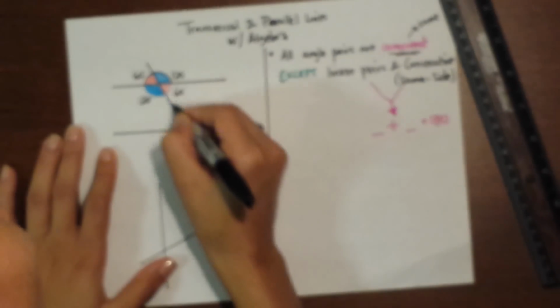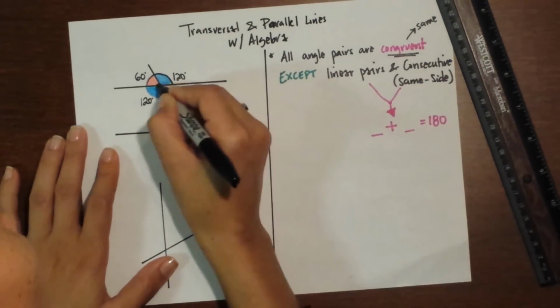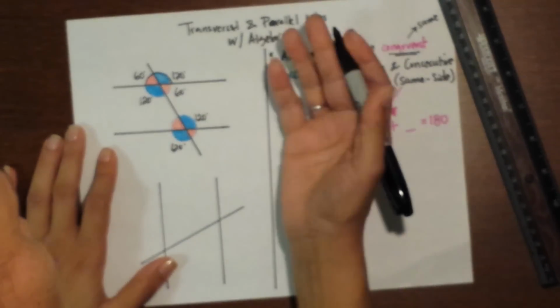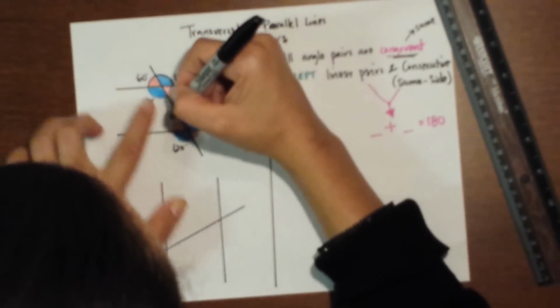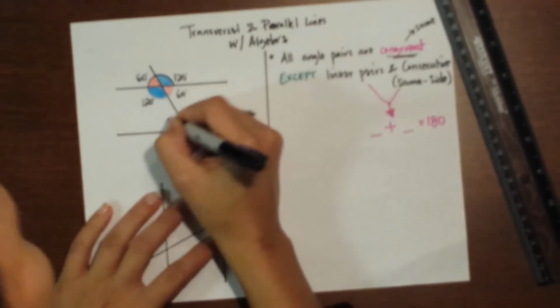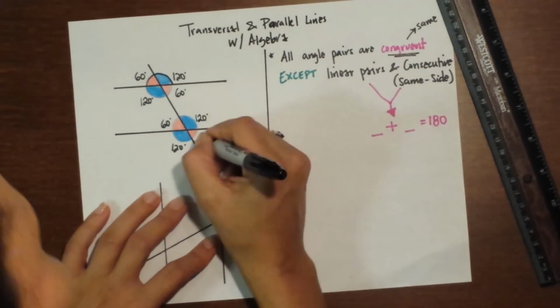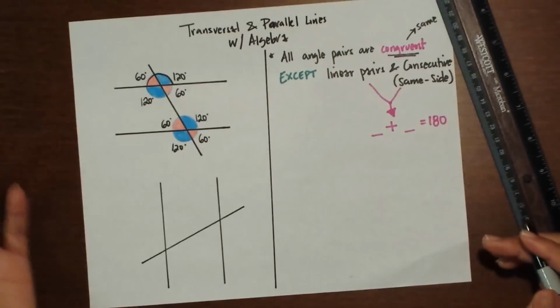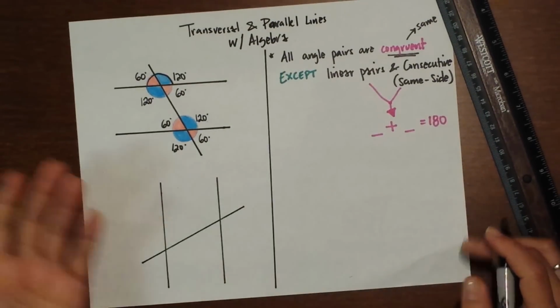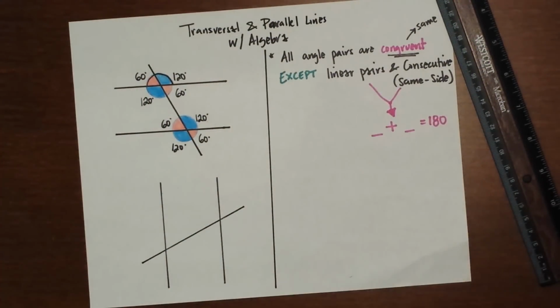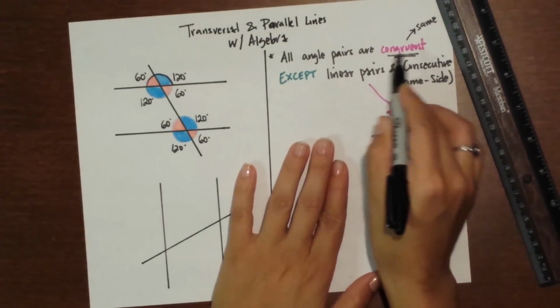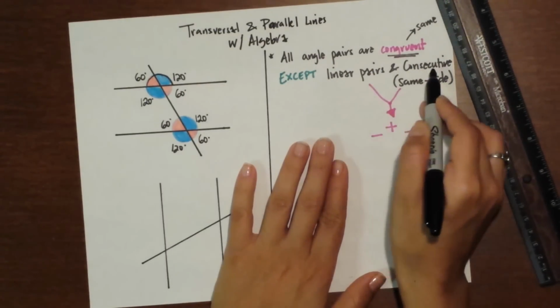We could do alternate interior, see my Z? Alternate interior, so this and this are the same. You could do corresponding with here. There are thousands of ways that you could look at it. You could do linear pair again. This and this have to equal 180. And so basically you have it all labeled like that. Very simple. So remember, all angle pairs are congruent except linear pairs and consecutive same side.